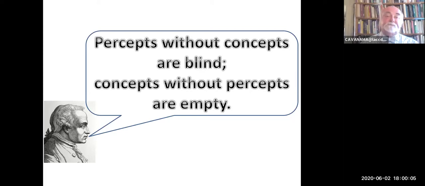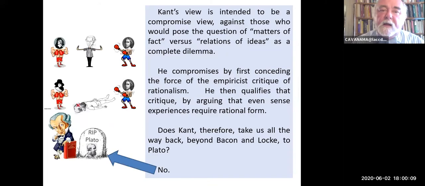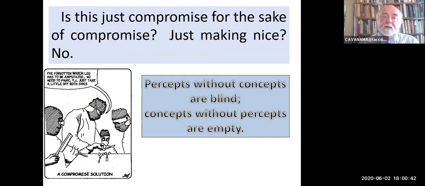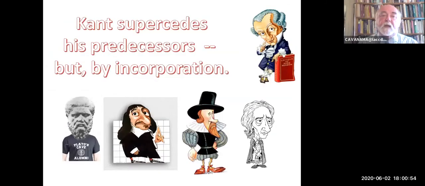Again, if you're a student taking notes here, you certainly will have this in your notes. Kant's view is intended to be a compromise view against those who would pose the question starkly as one of matters of fact versus relations of ideas, Hume's fork, as if it were a complete dilemma. Kant compromises first by conceding the force of the empiricist critique of rationalism. Then he qualifies that critique, arguing that even sense experiences require rational form. So does Kant take us all the way back beyond Bacon and Locke to the starting point, to Plato? No, he doesn't do that. He does something else. And is he just compromising for the sake of compromise, to make nice? No. Like the surgeon who says, I can't remember, I'm supposed to take off the left leg or the right leg. Well, let me take off a little of each and we'll split the difference, right? No, he's not doing that sort of thing. Kant supersedes his predecessors, but he does so by incorporating them.